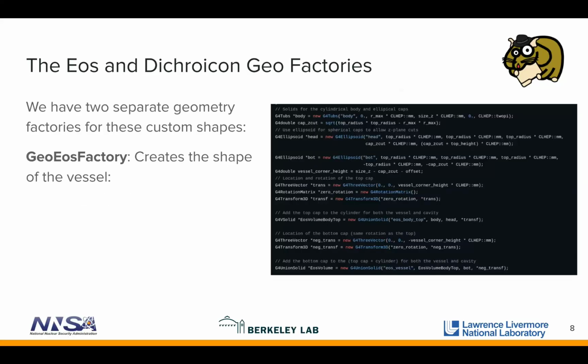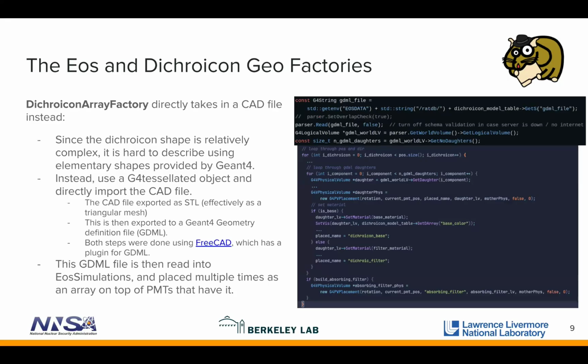Here are some examples of the GeoEOS factory. As I've mentioned before, you just create these independent shapes for the body of the tube, the body of the tank, the head and the bottom. You weld them together using a G4 union solid, and you create this G4 solid that looks like EOS. The dichromicon array factory, because we need to create more than one detector, is a little bit more complex. I'm showing some code snippets here, not the full code, because it's quite long.